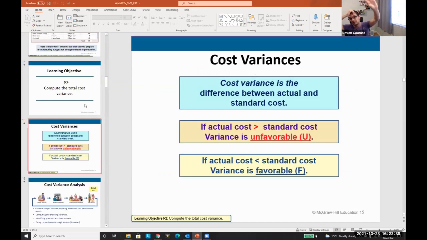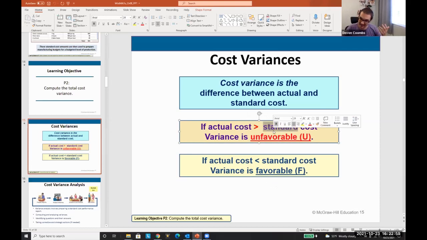What is the total cost variance? So what is our total actual cost versus what we expected? This would also just be how off we are from a total budget perspective. If our actual cost is greater than our standard cost, it's unfavorable because we paid more than we expected. We can also call this standard cost an estimated cost. If actual is less, it's favorable because we spent less money than expected.